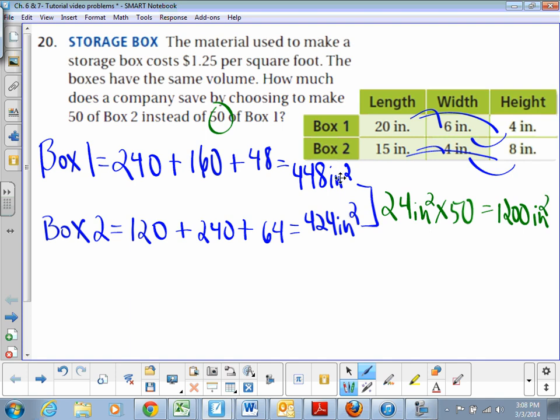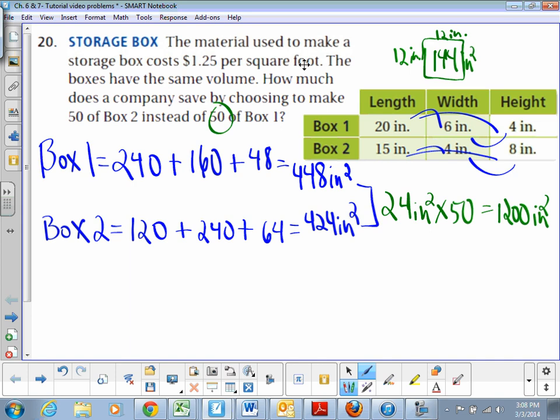So now we go back up to the problem and it says $1.25 per square foot. Well, this is square inches, that's square feet. Well, 1 square foot is basically a square that's 1 foot by 1 foot. Well, 1 foot is 12 inches and another foot is 12 inches. So this square that I've just drawn, 12 inches by 12 inches is really 1 foot by 1 foot. And 12 times 12 is 144 square inches. So 1 square foot is 144 square inches.